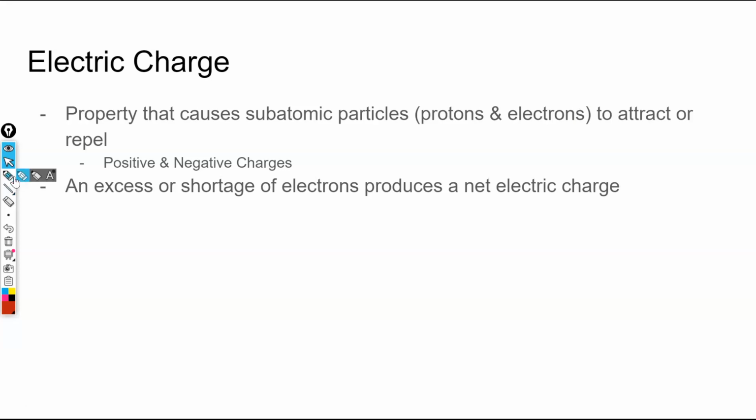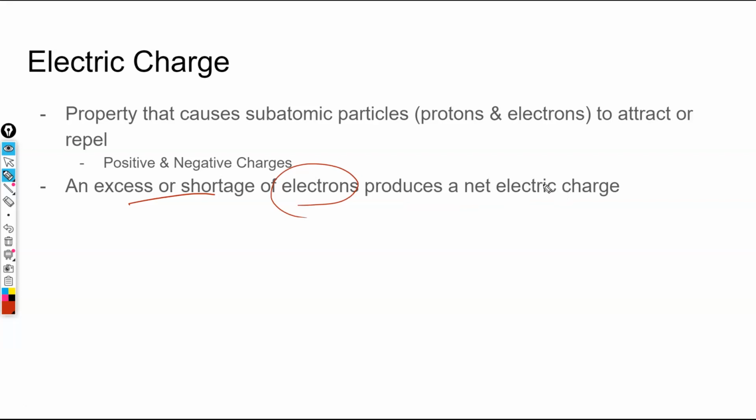When we talk about electric charge of something, that is the property that causes the subatomic particles, remember those were protons and electrons like we talked about in our chemistry unit, to attract or repel. Remember, these protons and electrons were positive and negative charges. Now, an excess or a shortage of electrons is what produces a net electric charge.